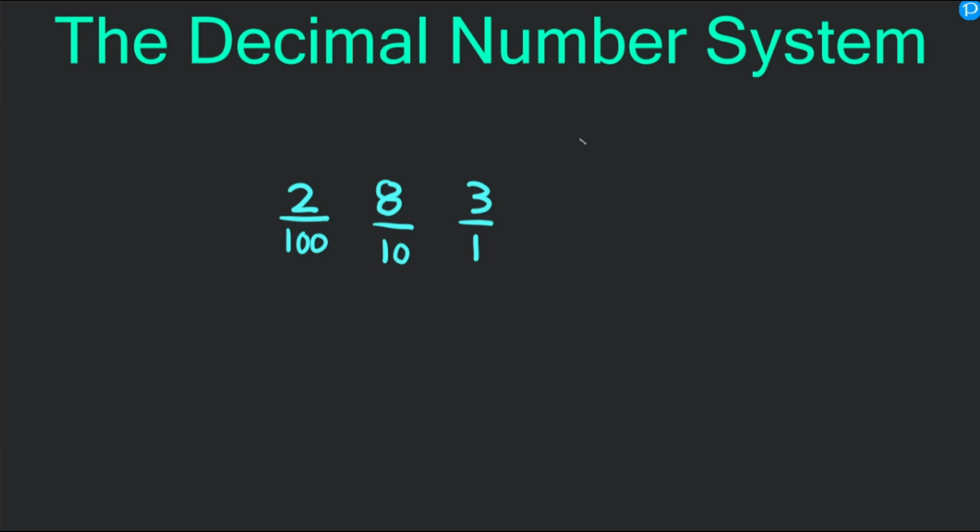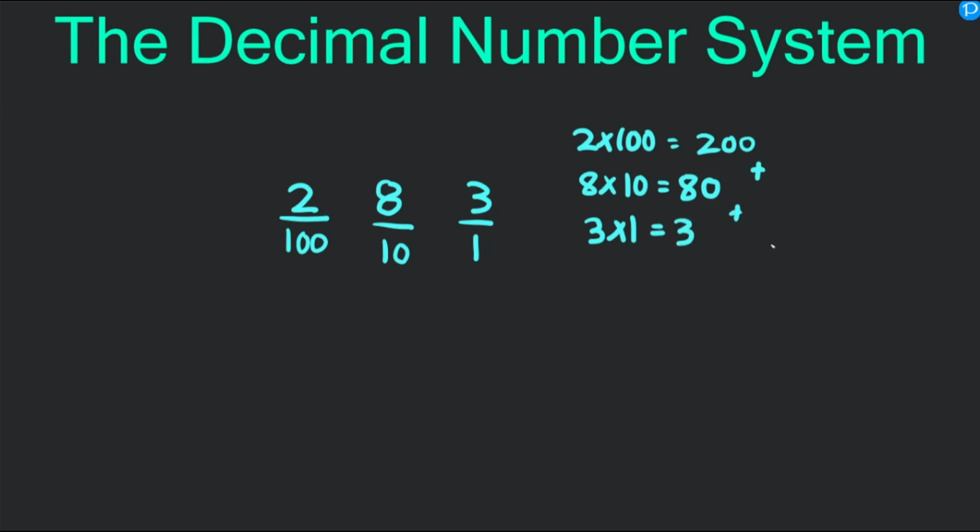This means that there are 2 100s, there are 8 10s, and there are 3 1s. When you add these all together, you get the final number 283. You might notice how as we move to the left, each place increases times 10.